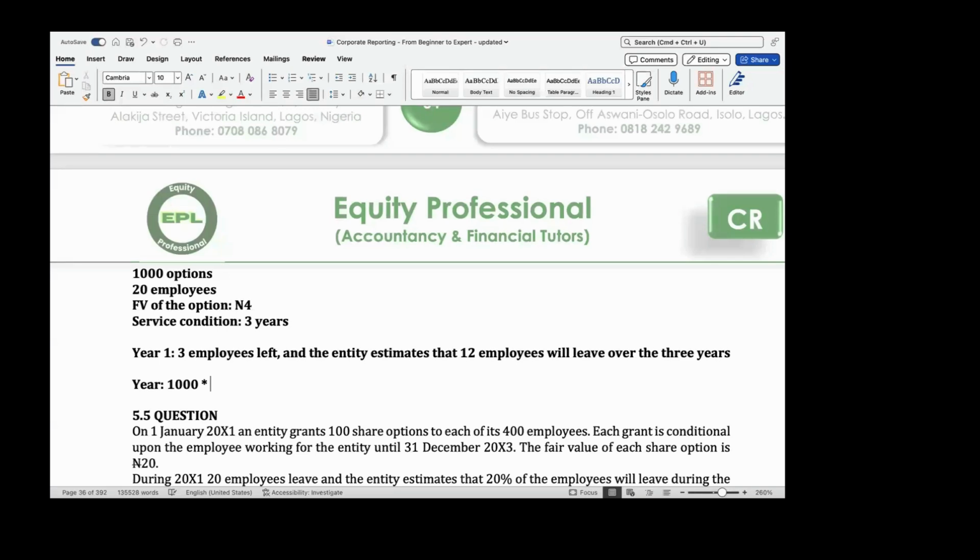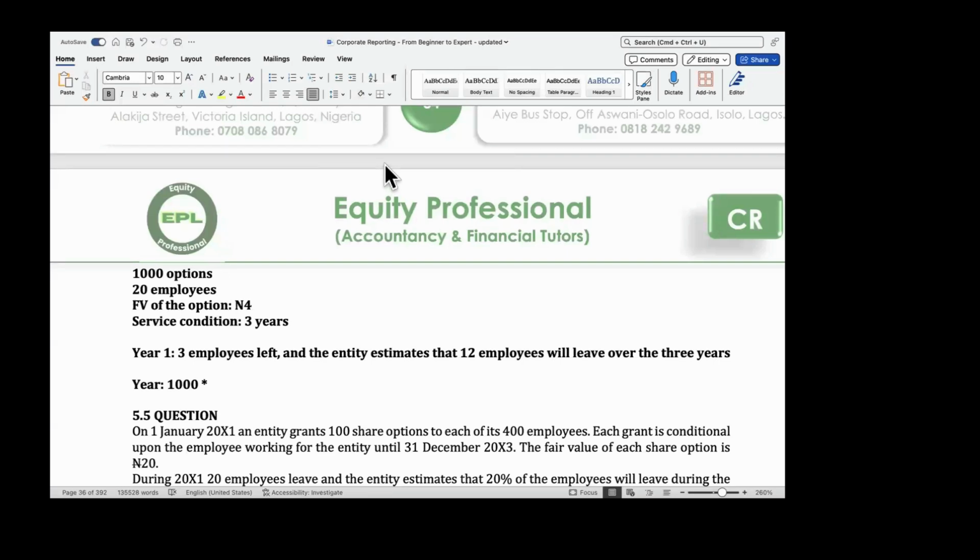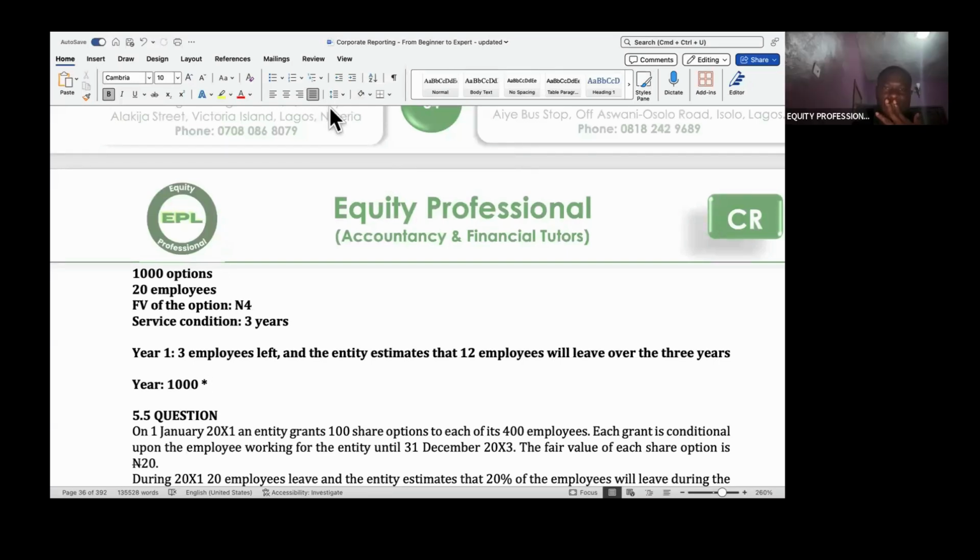8 employees. Okay. Any other trial? Please, I need 3 people to speak because it's not just me. Somebody said 8 employees. Okay, 8 is the answer.